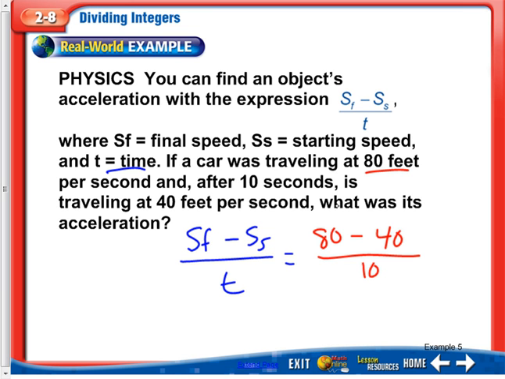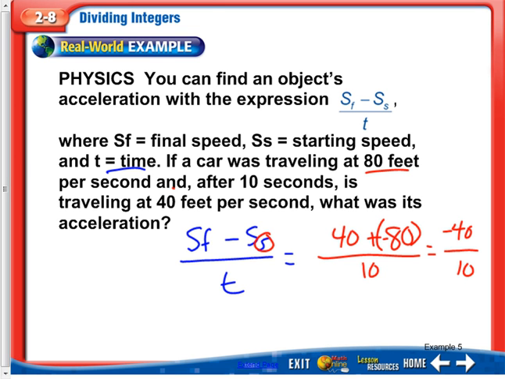So actually, you know what? I need to flip these around, because I noticed I did that incorrectly. Okay, we look here, it says final speed needs to come first, so that means 40 is first, and 80 is the starting speed. Starting speed, 80 needs to come second. So if we change this to 40 and 80, we're going to get 40 on top and 10 on the bottom.